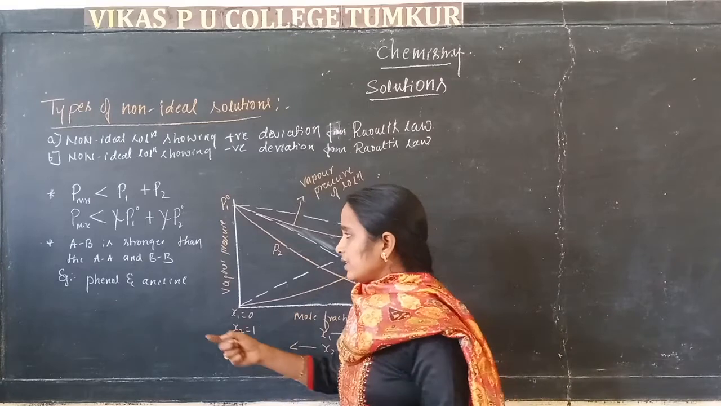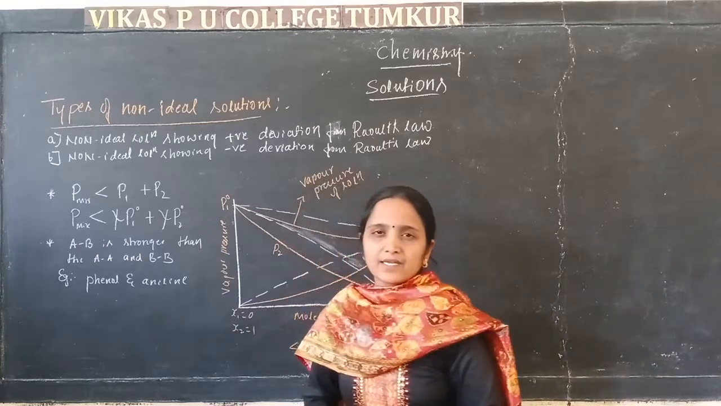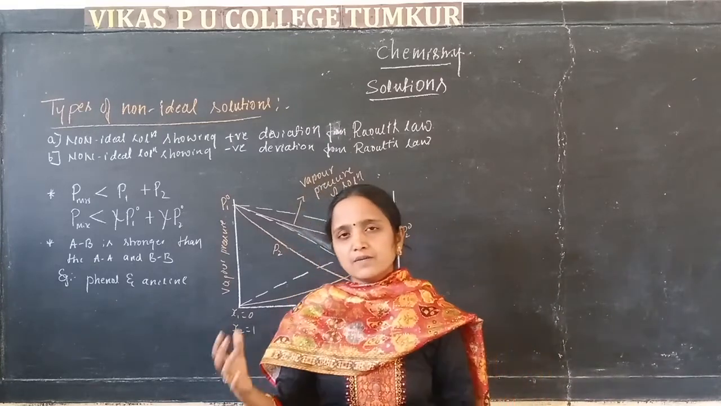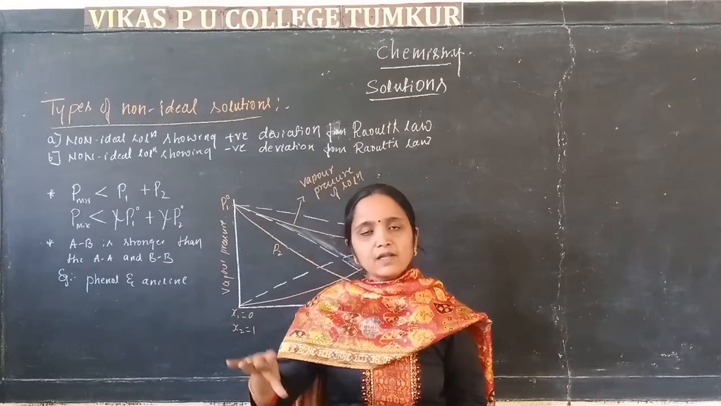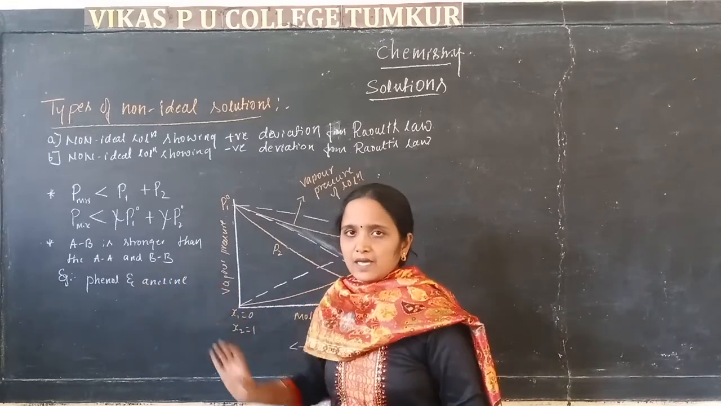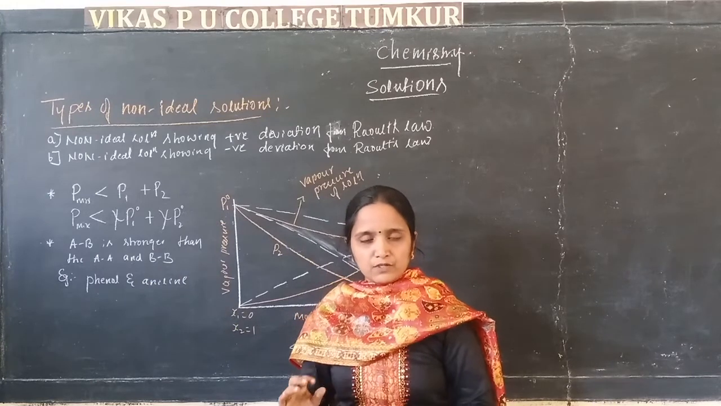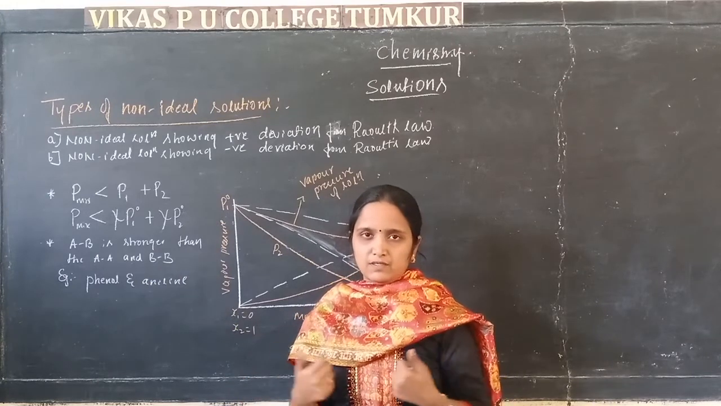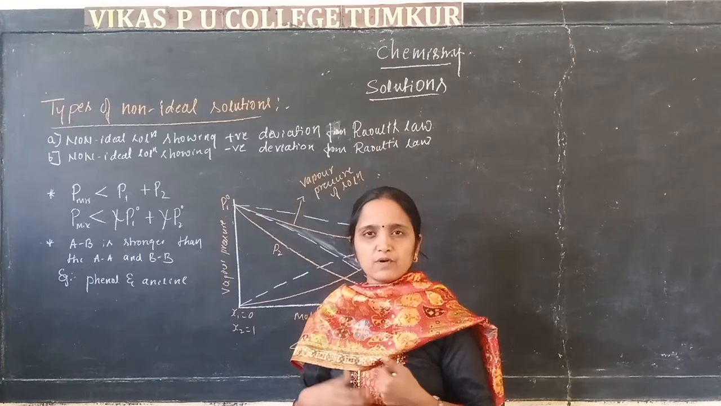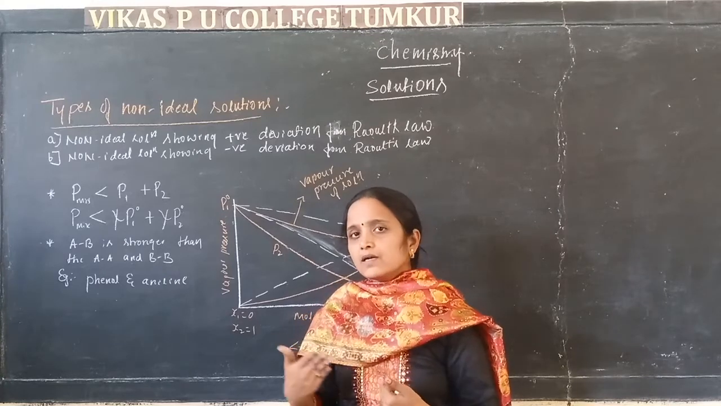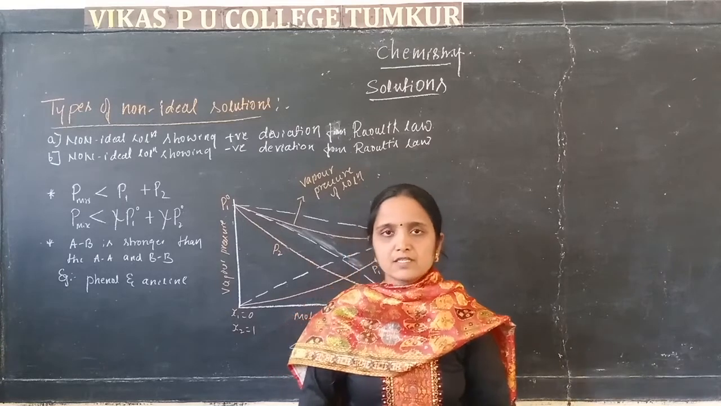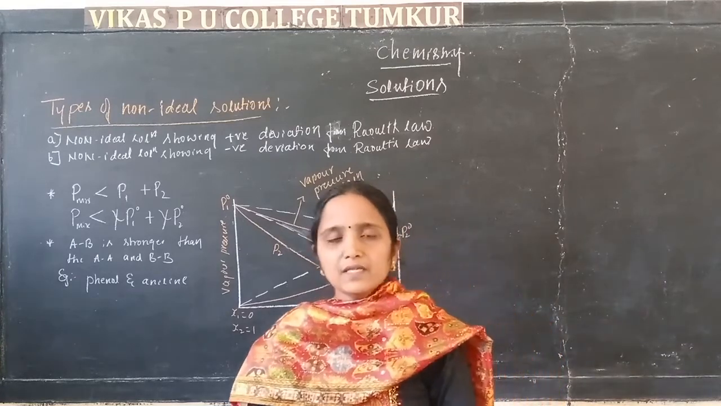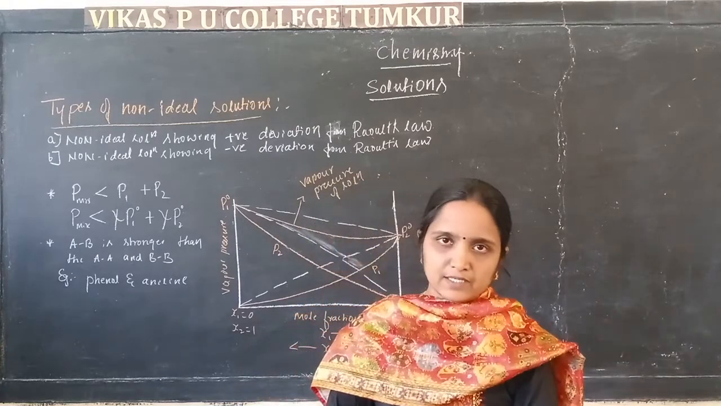What happens here when phenol is added to aniline? A hydrogen bond is going to form between the oxygen in the phenol and the nitrogen from the aniline. At that time, it's going to form a strong bond. What happens then? The escaping tendency is going to decrease, and the vapor pressure of the solution is going to decrease.